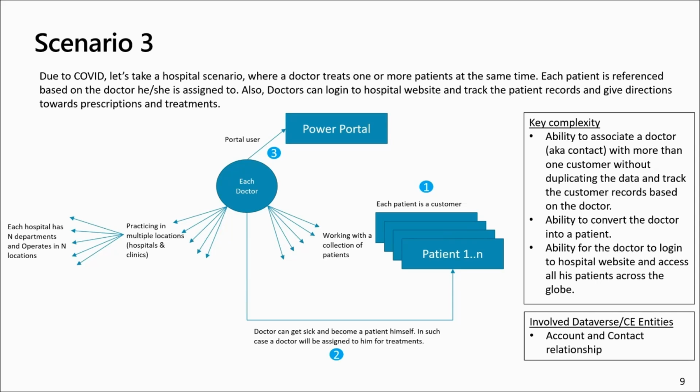Think about a scenario where a doctor can also get sick and become a patient himself. Right? So there are various key complexities from an end-to-end relationship perspective. So the party model actually brings that parity. It provides the ability to associate the contact with one or more customers without duplicating data and track customers' records based on the contact. It provides the ability to convert the contact to a customer, and provides the ability for the contact to log into several portals and access customer records across all locations.